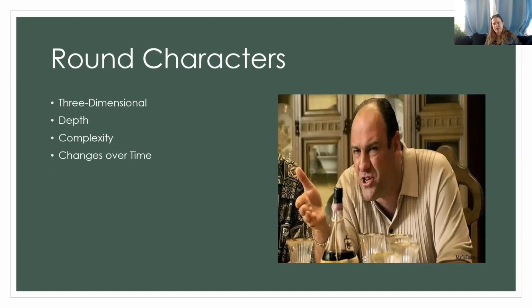A round character is a three-dimensional character with depth and complexity. A round character is subject to change and might change significantly throughout the course of the story. These are typically your protagonists who grow exponentially throughout the arc of the narrative. However, there are some antagonists who show change throughout the story arcs too.